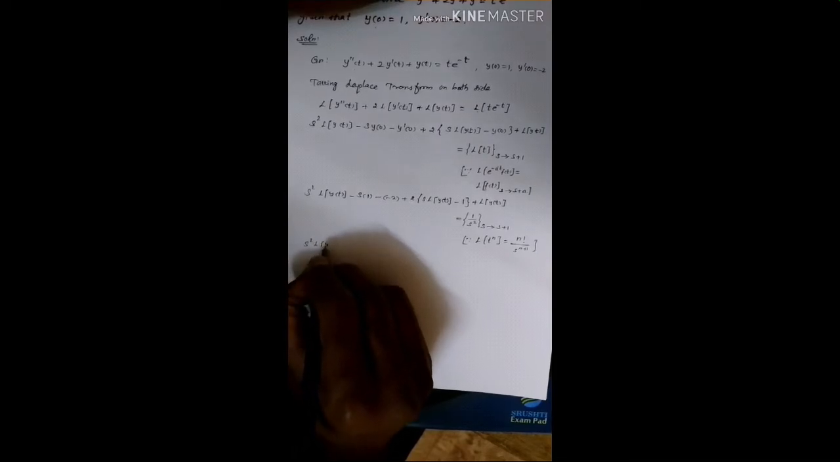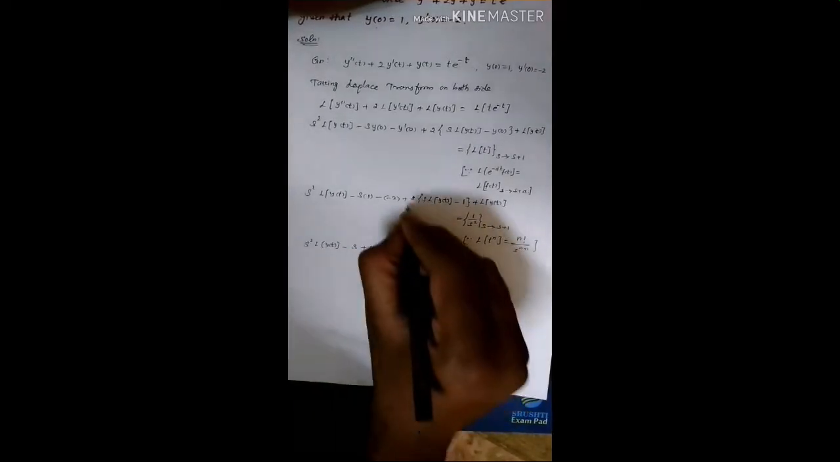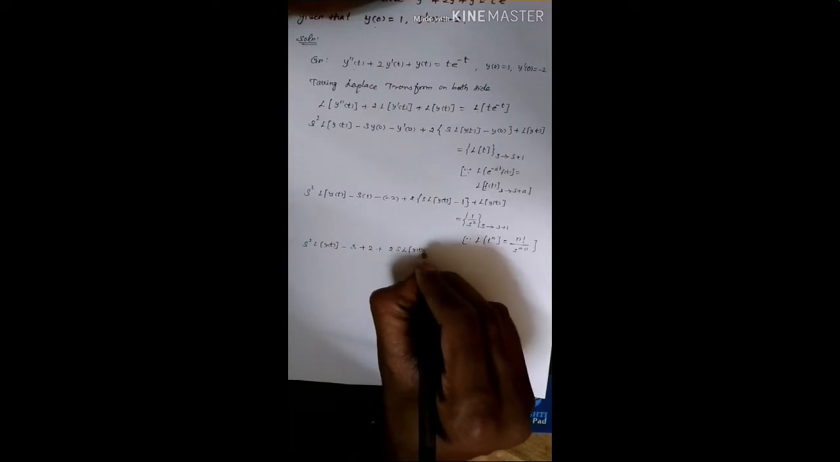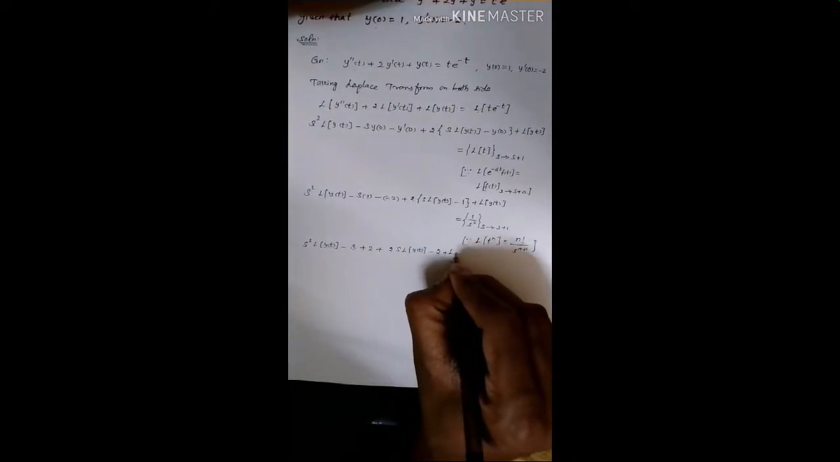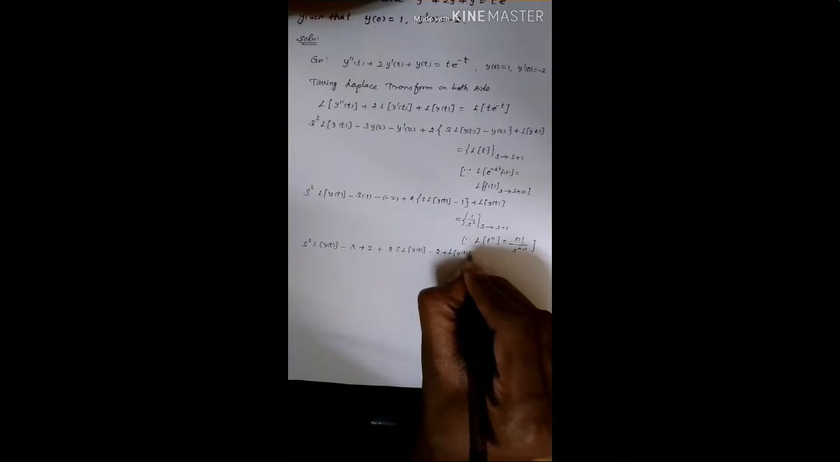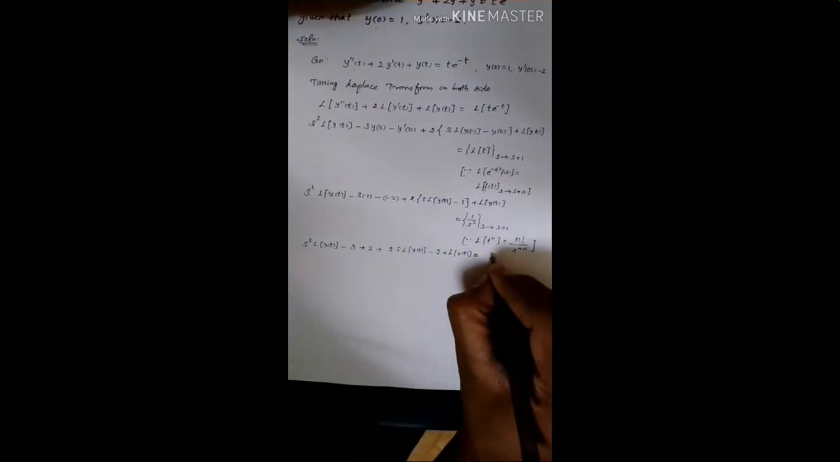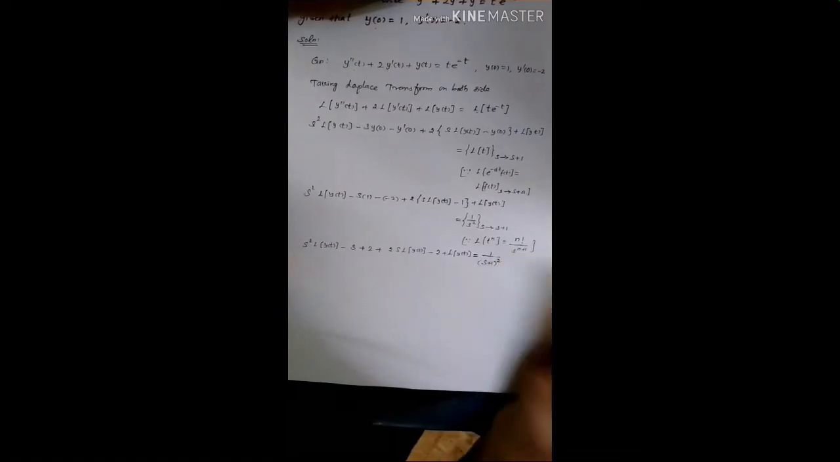So in this expansion we have to replace s with s plus 1. So next line, s square into L of y of t minus s into 1 is s, minus of minus 2, plus, if we expand here, 2 s into L of y of t minus 1 into 2, minus 2, plus L of y of t, that's equal to, here replacing s with s plus 1, we get 1 by s plus 1 whole square.